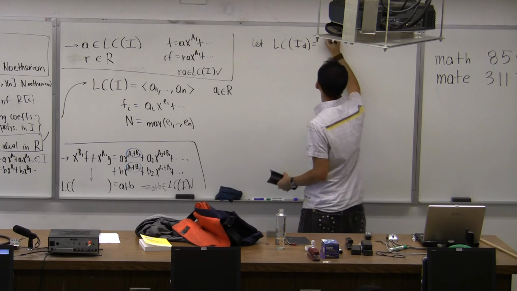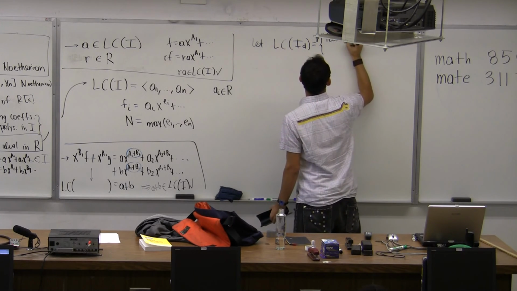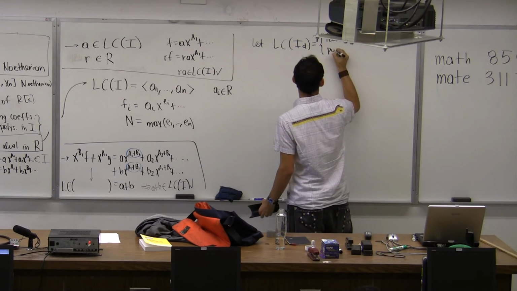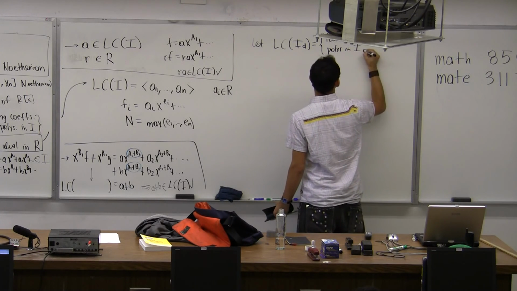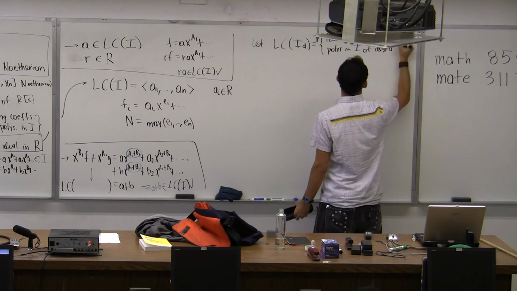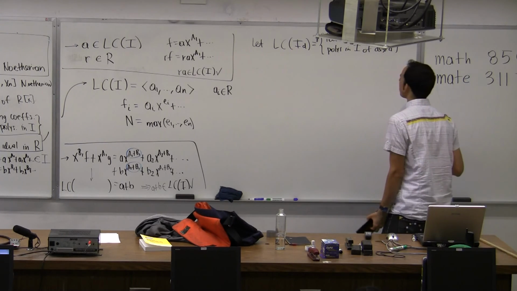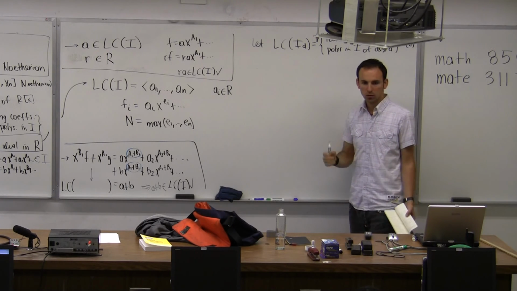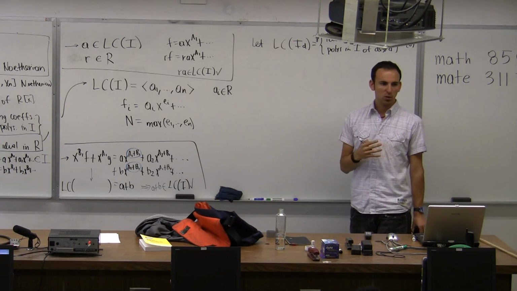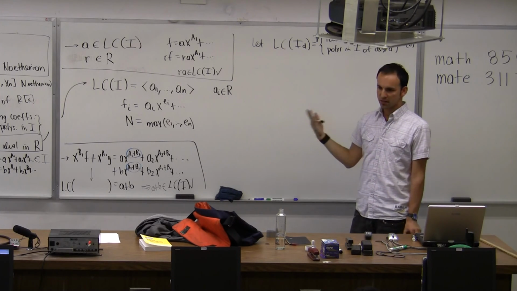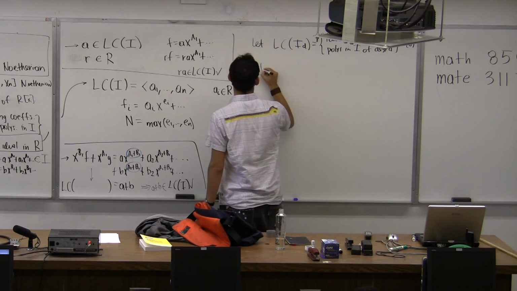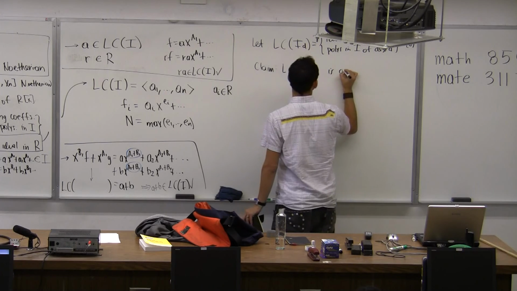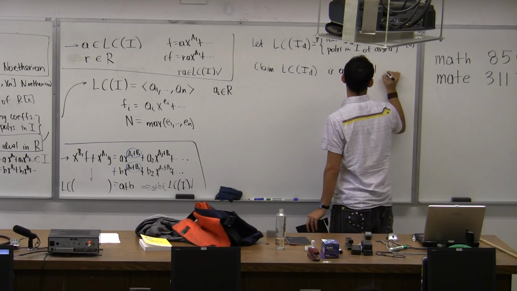This is going to be the set of leading coefficients of polynomials in I of degree d, together with 0. So you look only at the polynomials of degree d, you look at all those leading coefficients, and then the claim is that this is also an ideal. It's an ideal in R.